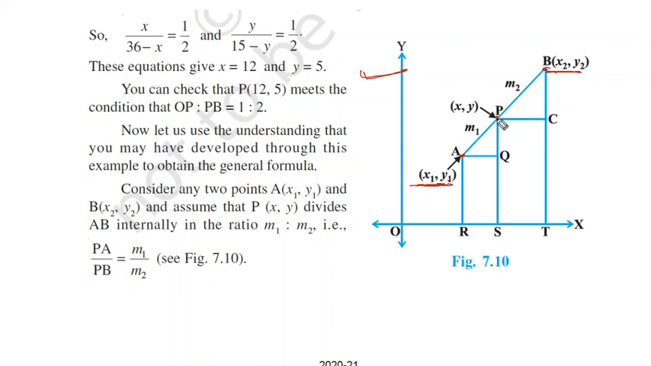Again, P is dividing the line AB into two parts, in which ratio? m1 is to m2. So this length is m1, this length is m2, or we can say the ratio is m1 is to m2. So this much is given to us. What we need to find? We need to find the value of x and the value of y.